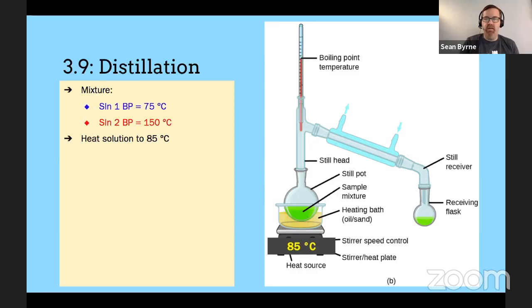And as I heated at 85 degrees Celsius, I would see some gas vapor start to rise and go past our thermometer, and we would notice the temperature on here probably staying pretty solid at 75 degrees Celsius, because the temperature is not going to get above 75 until all of that has boiled off.